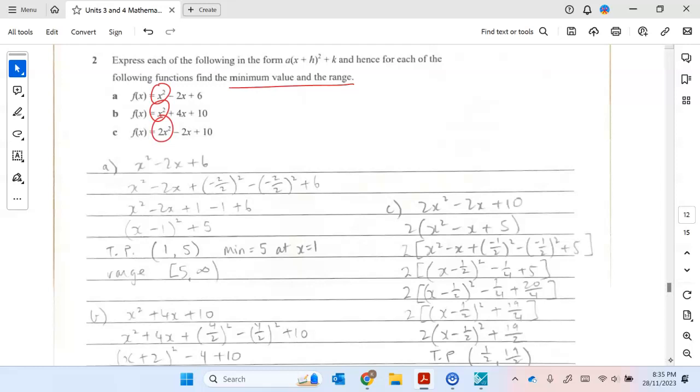So when you're talking about your minimum value, if I just quickly draw your parabola, it's your minimum y, so that's your minimum value. And your range will always go from your minimum value to infinity. Okay, because these parabolas go on forever unless you've got a restricted domain. In these questions, we don't have a restricted domain.